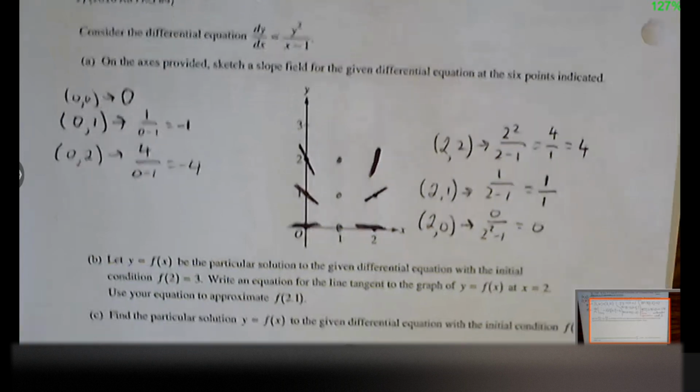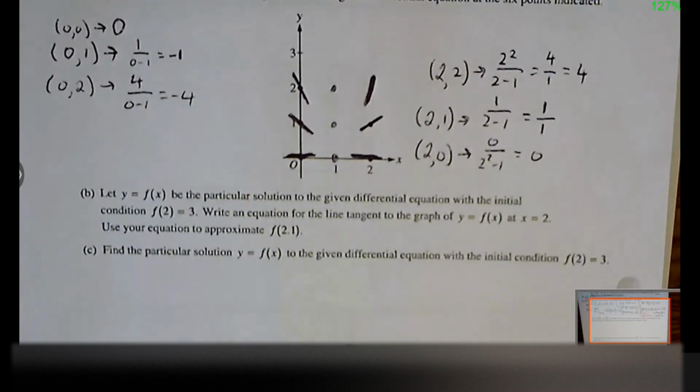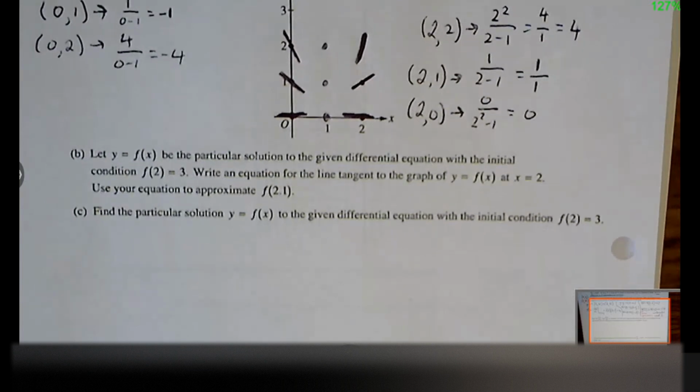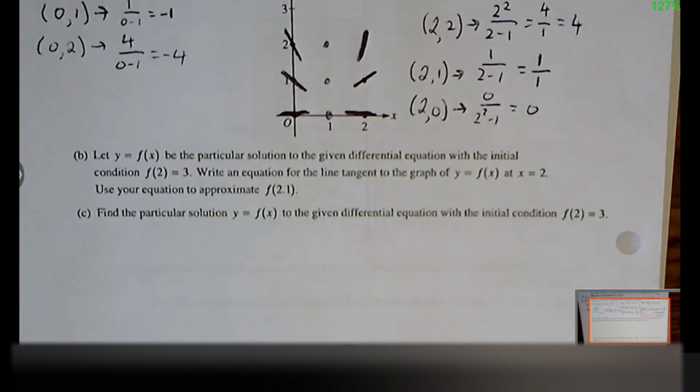Okay, let's finish this B and C here. Just more linear approximation and solving differential equations. So B is linear approximation, where we're just going to gather information about the ordered pair, use point slope form, and then use that tangent line to approximate a value on the graph.